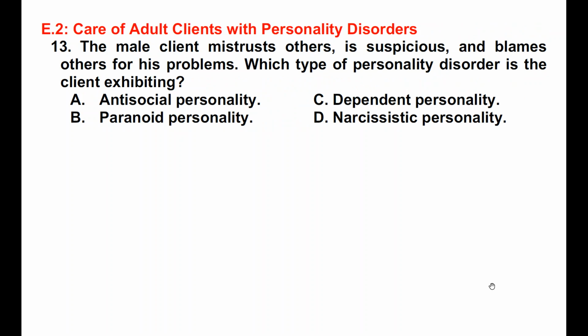12 alpha. Next, we talk about care of clients with personality disorder. Number 13, the male client mistrusts others, is suspicious, and blames others for his problem. Which type of personality disorder is the client exhibiting? A, antisocial, B, paranoid, C, dependent, or D, narcissistic. Of course, we know that if that is actually mistrusting, it means that there is a problem of trust.